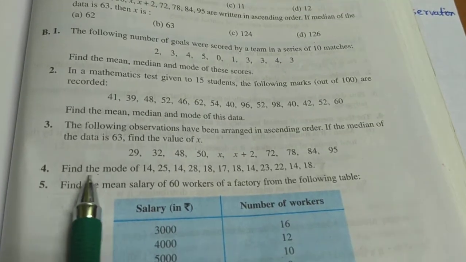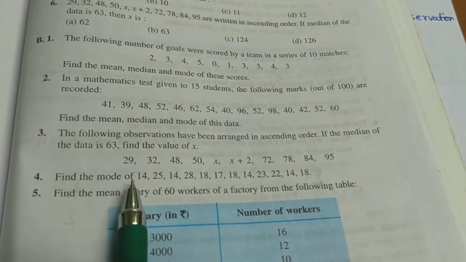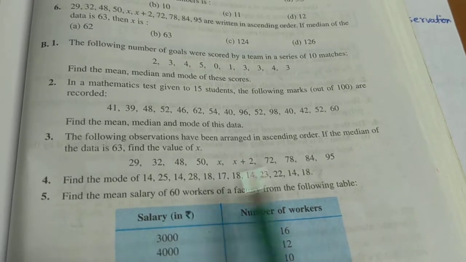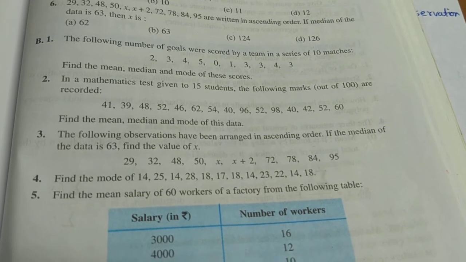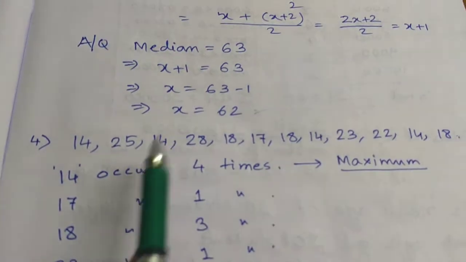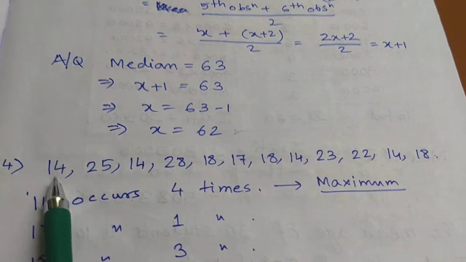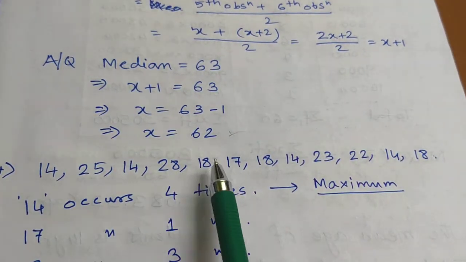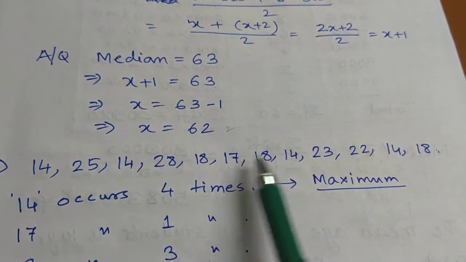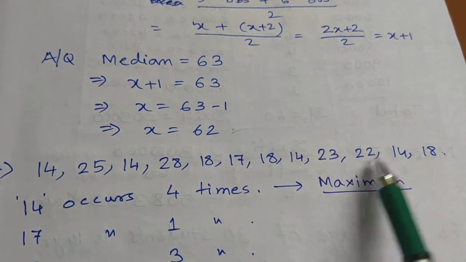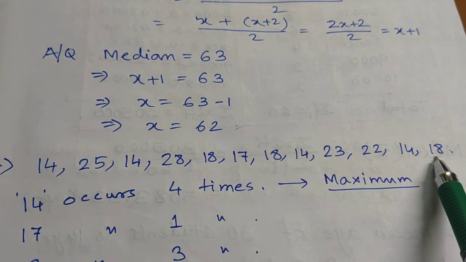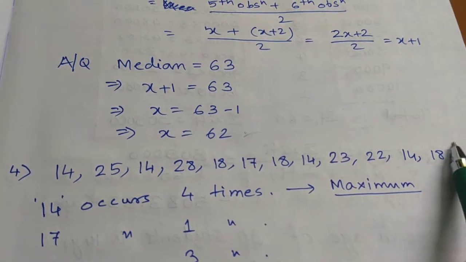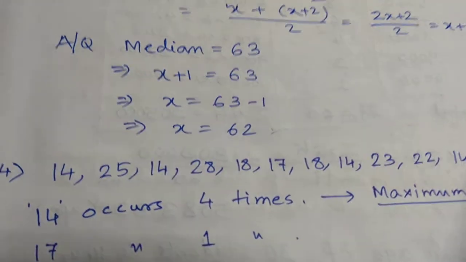Now question number 4. Question number 4 is saying find the mode of this data. So I wrote this data on the notebook. Let's explain there. We have given this data: 14, 25, 14, 28, 18, 17, 18, 14, 23, 22, 14, 18. 12 data are there. Okay, what you have to find? You have to find the mode.